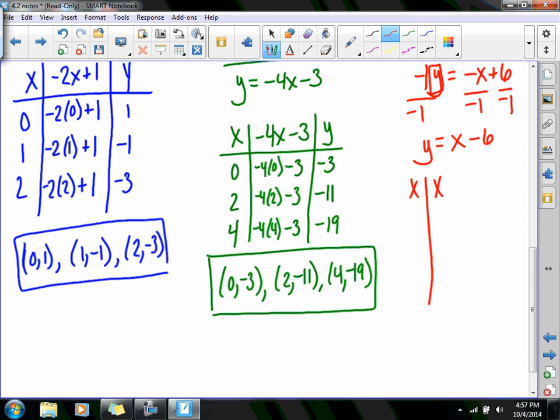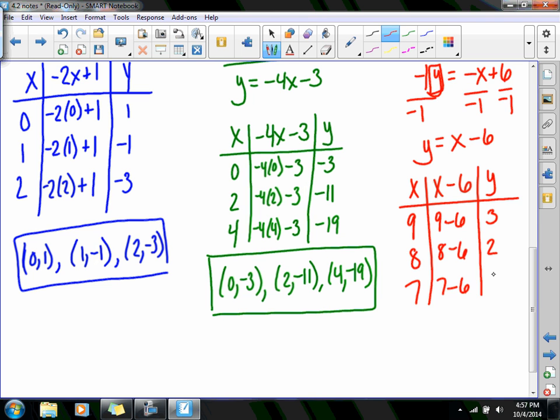So it's a fairly simple and straightforward equation, but it's a little tricky to rework the equation and solve. But once we have it solved, it's very easy to pick some numbers and substitute in. And again, I don't always have to pick 0, 1, and 2, or 0, 2, and 4. I could pick 9, 8, 7 if I wanted to. So 9 minus 6 is 3. 8 minus 6 is 2. 7 minus 6 is 1. And there are my 3 solutions. 9, 3, 8, 2, and 7, 1.